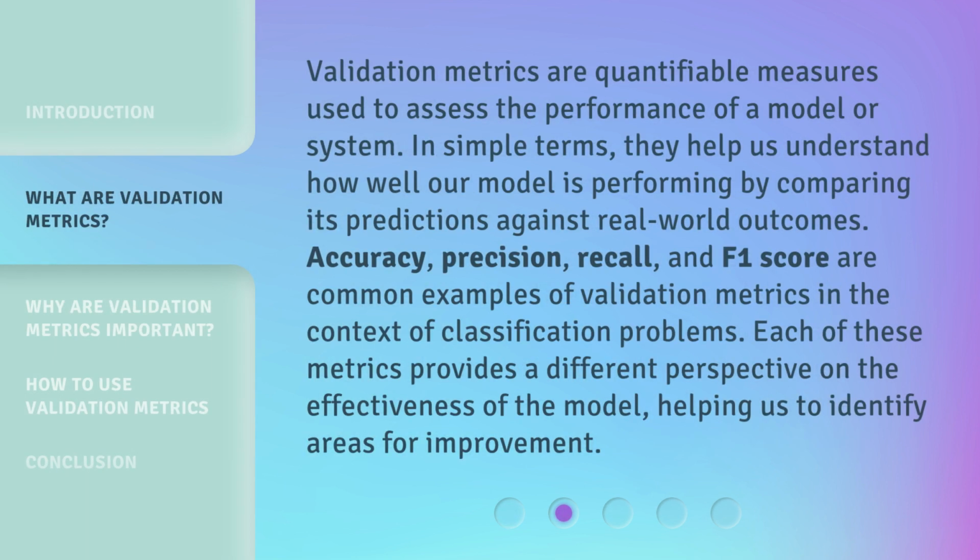Validation metrics are quantifiable measures used to assess the performance of a model or system. In simple terms, they help us understand how well our model is performing by comparing its predictions against real-world outcomes. Accuracy, precision, recall, and F1 score are common examples of validation metrics in the context of classification problems. Each of these metrics provides a different perspective on the effectiveness of the model, helping us to identify areas for improvement.